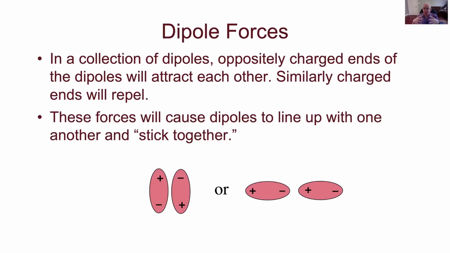These forces, again, should be much weaker than the forces that hold the atoms together to make the molecules, but they are still substantial, and they'll influence the properties of the substances that have them. So anytime I have a molecule that has a permanent dipole moment, I should expect these dipole forces to probably be the dominant form of intermolecular forces between them.